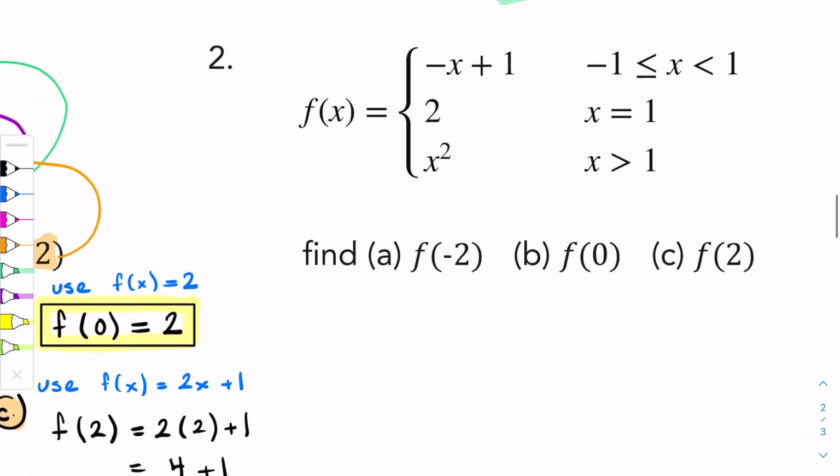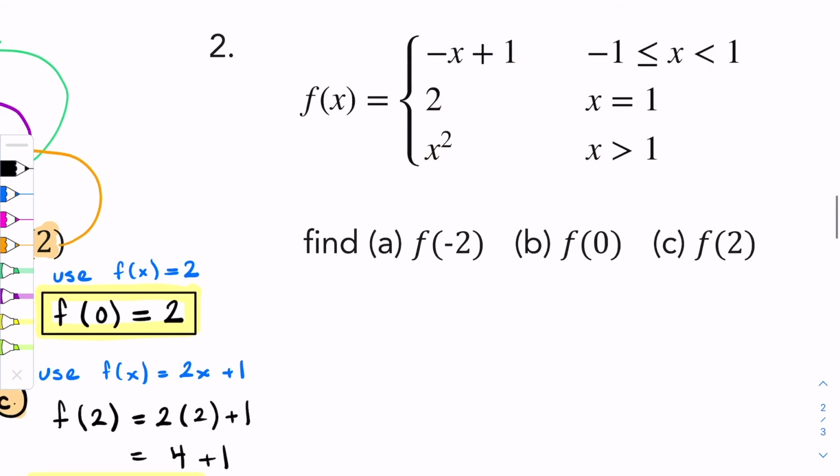Number 2, we have 3 functions: -x plus 1, restricted to between -1 and 1; 2, restricted to a value of 1; and x squared, restricted to values greater than 1. Part A, we're looking for f of -2. Does -2 fit into any of these restrictions?